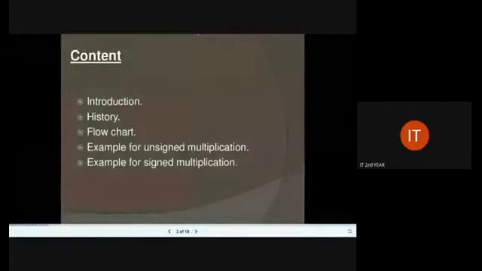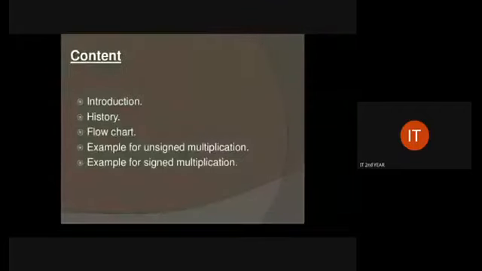So today we are going to discuss the following concepts. Firstly, we are going to have a brief introduction about what is Booth algorithm, followed by the history of Booth algorithm. Next, what is the flow of Booth algorithm starting from the initial point of view. Along with it, we are going to see signed and unsigned multiplication techniques. With no further delay, we shall move on to the topic.